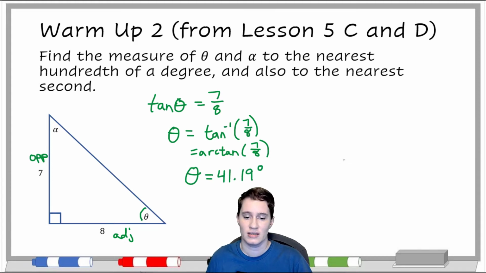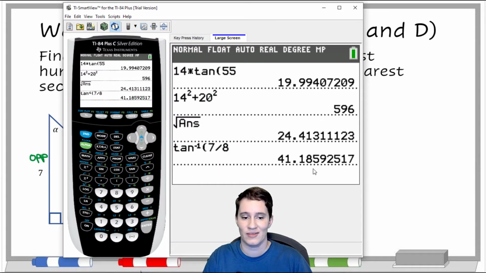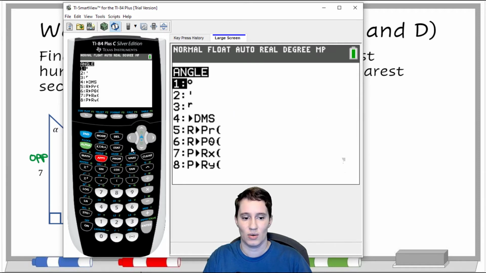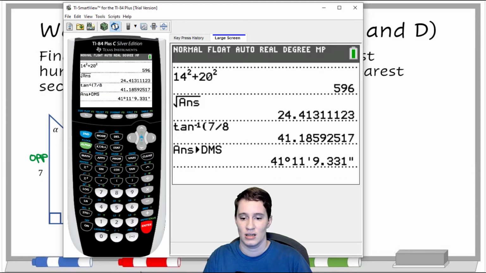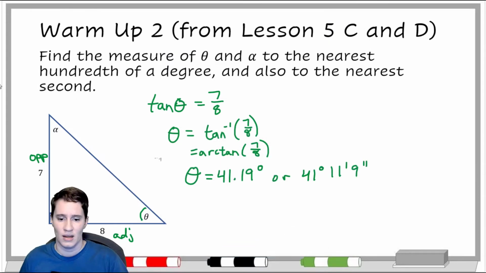That would be degrees. I was going to say we could find the other angle and then come back to it, but since I have this answer in, I should go ahead and change it to DMS, degrees, minutes, seconds. It says to round to the nearest second, so we'll do 41 degrees, 11 minutes, 9 seconds. Then to find our other one, we could use a trig function again, or we could just subtract from 90 because these two acute angles have to add together to make up the rest of our right triangle.